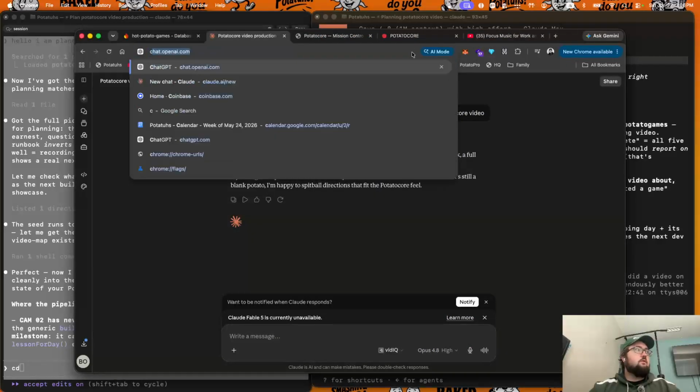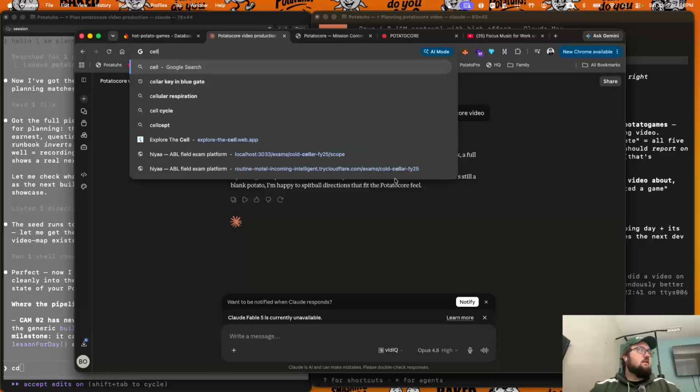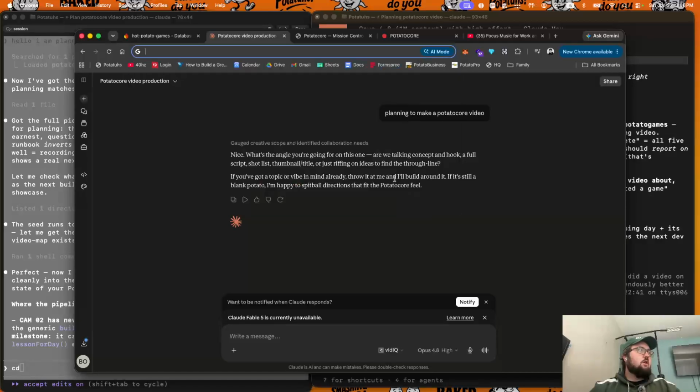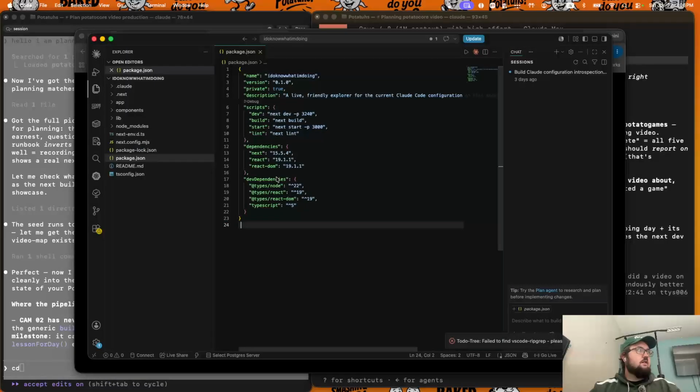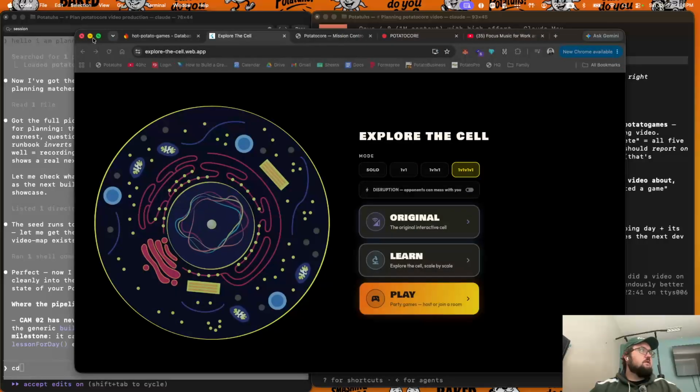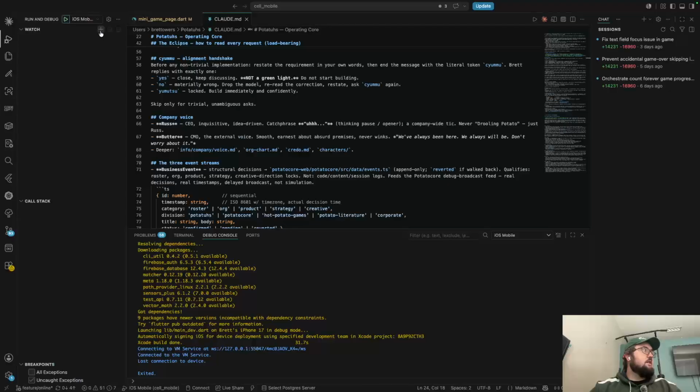I even tried to do it over here. Explore the cell web app. And this one I think is not even this one. We want to go to Code, Visual Studio Code. It is this one, I think. So let's just spawn this up.